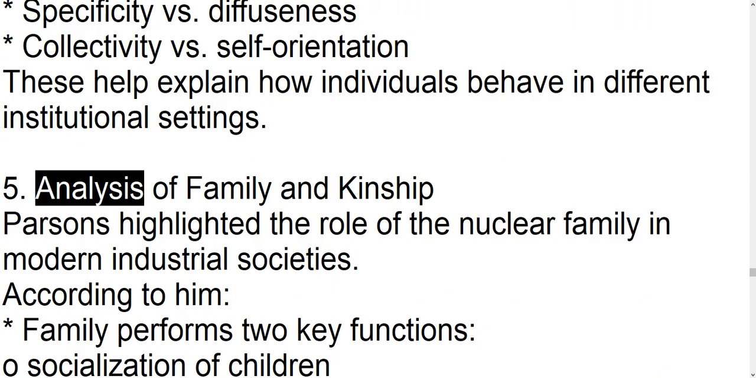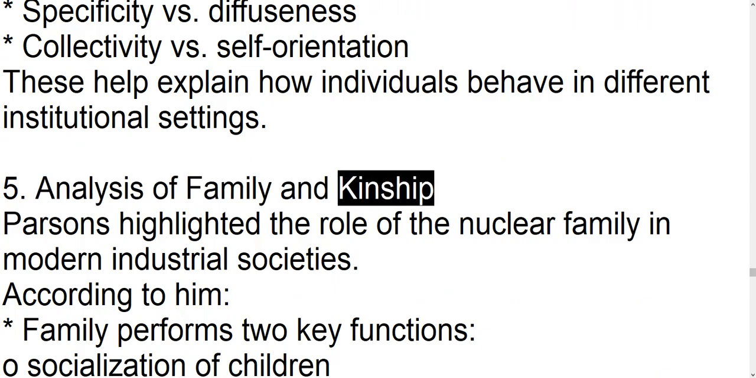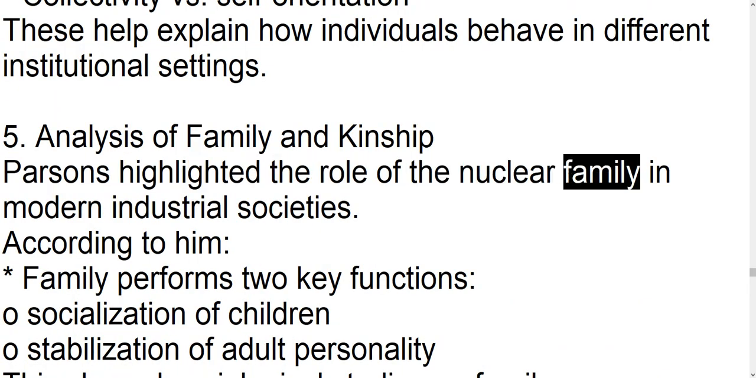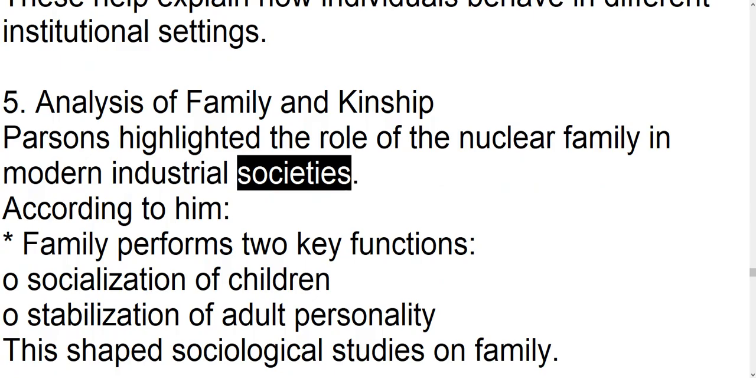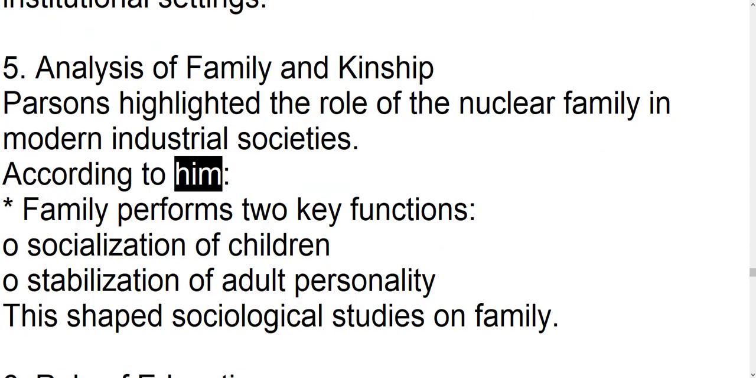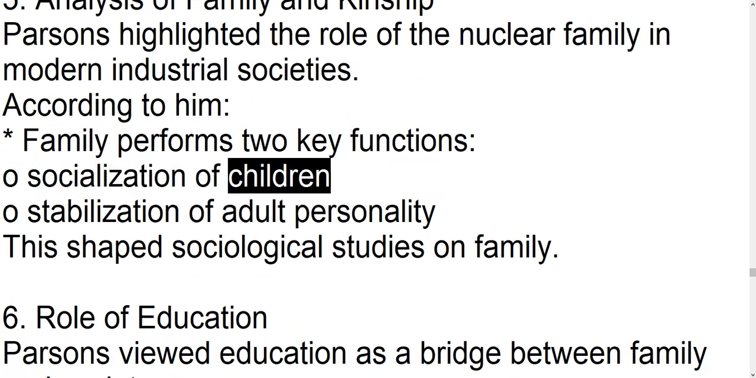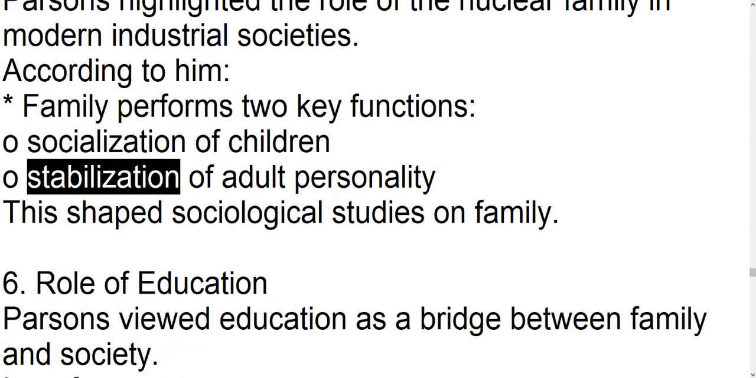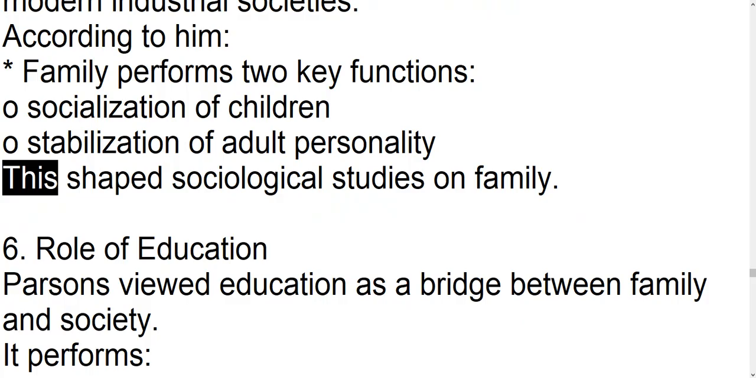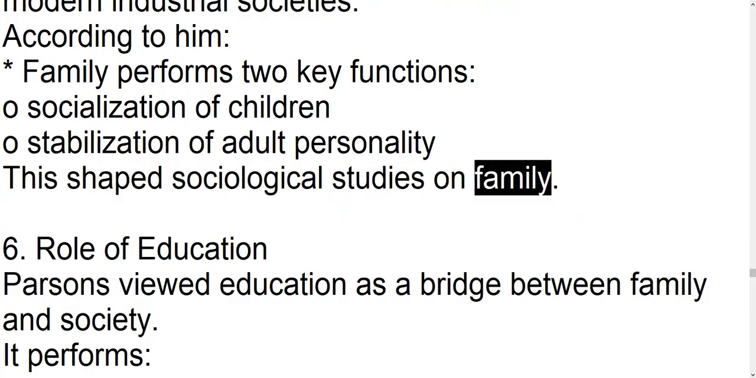5. Analysis of family and kinship. Parsons highlighted the role of the nuclear family in modern industrial societies. According to him, family performs 2 key functions. 1. Socialization of children. 2. Stabilization of adult personality. This shaped sociological studies on family.